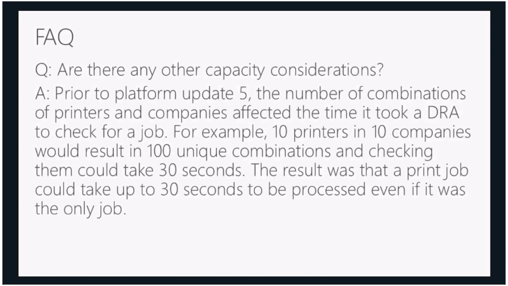And there was a capacity consideration in the early platforms before Platform 5, where the number of printers and companies affected the time it took for the DRA to even check for a print job. So if you had 10 printers and 10 companies, that's 100 combinations, and checking all those combinations internally could take it 30 seconds, which would mean that a job could take 30 seconds to print even if it was the only job. This was improved in Platform 5, and so most people are probably past it.